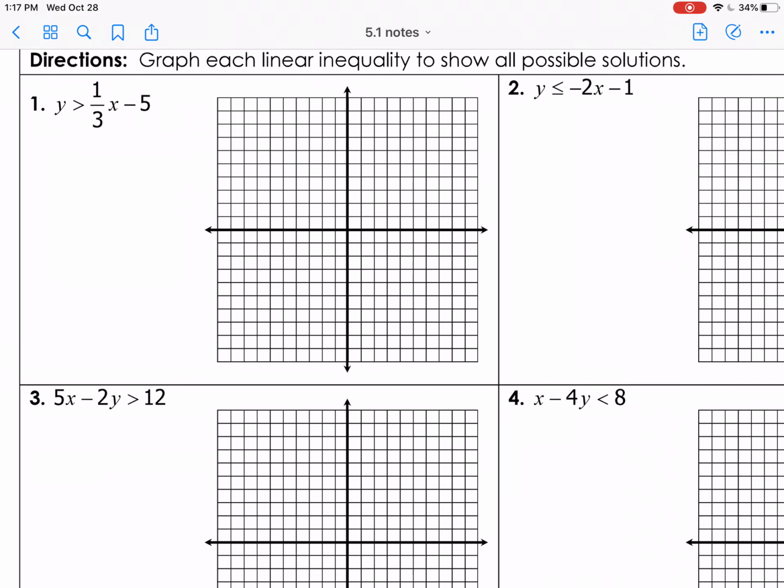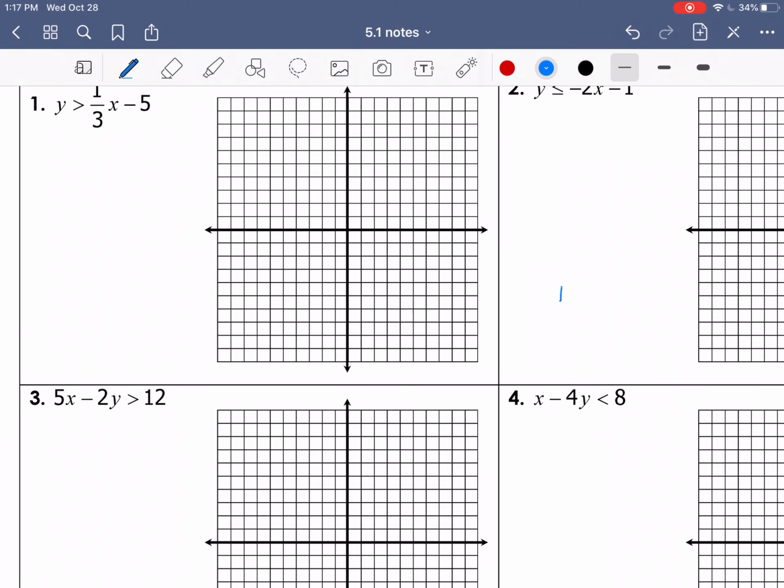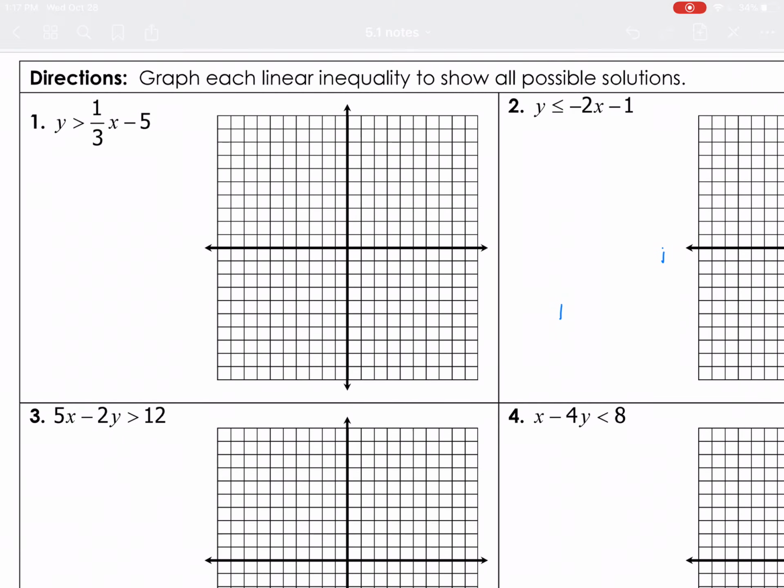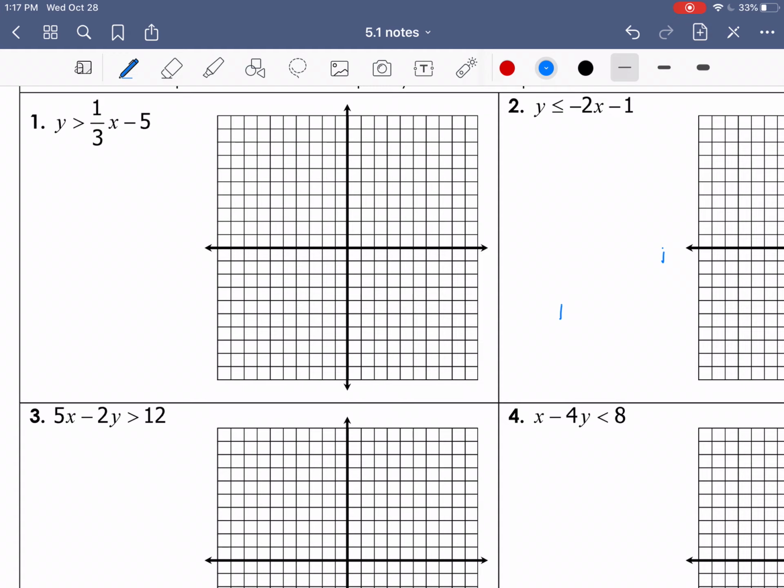Number 1. This is already in slope-intercept form, so we don't need to change it. So we're just going to determine, is it going to be dotted or solid, and where are we going to shade? So I'm looking at my inequality sign, which is right here. It's greater than, so it's going to be above, and it doesn't have the equal to line under it, so again it's going to be dotted.